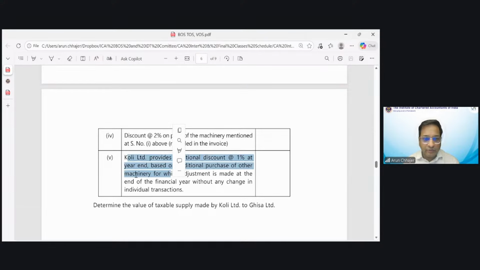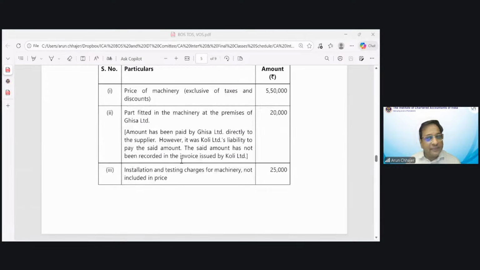Kohli Limited provides an additional discount of 1% on a year-end basis based on the additional purchase of other machinery, for which adjustment is made at the end of the financial year without any changes in the individual transaction. Added, reduced, or nothing to be done? Yes, credit note, okay, agreed. Do I need to add or less in this invoice? Nothing to be done. So for this invoice, nothing to be done.